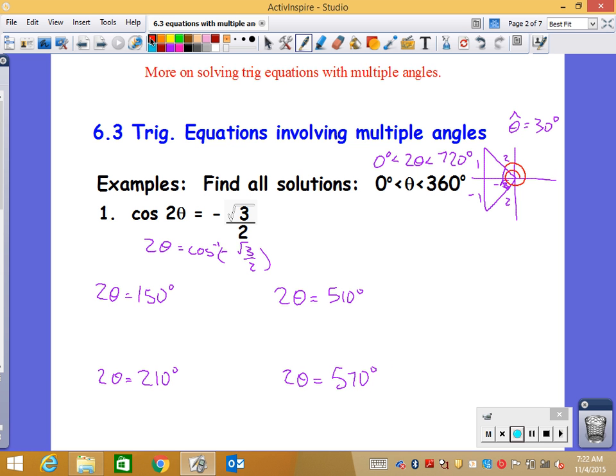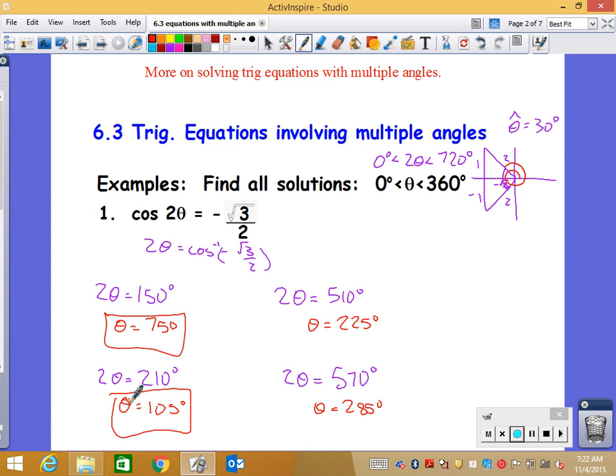Now I can divide everything by 2. I get that theta is equal to 75 degrees. For the second one, theta is equal to 105 degrees. And a third one, theta is equal to 225 degrees. And then theta is equal to 285 degrees. And these 4 in red are my final answer. I need to incorporate all 4.